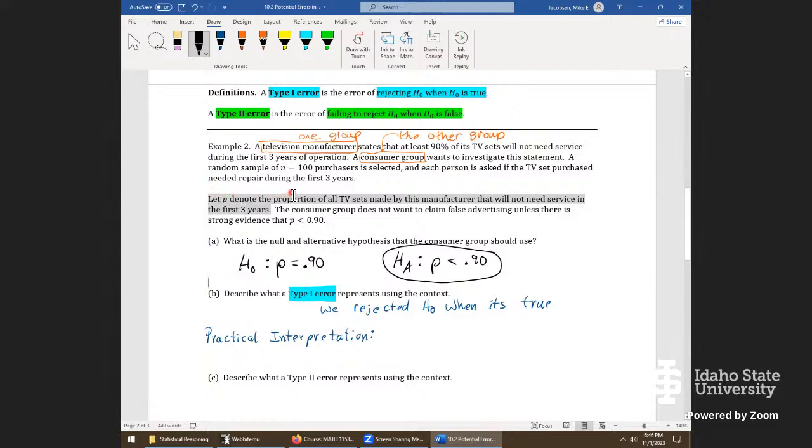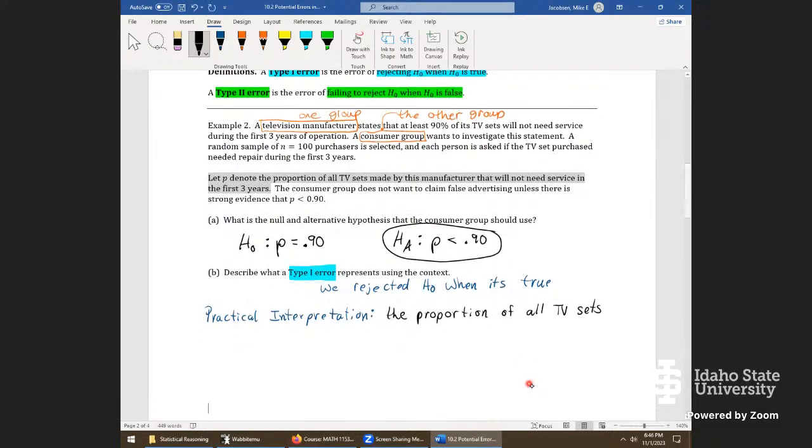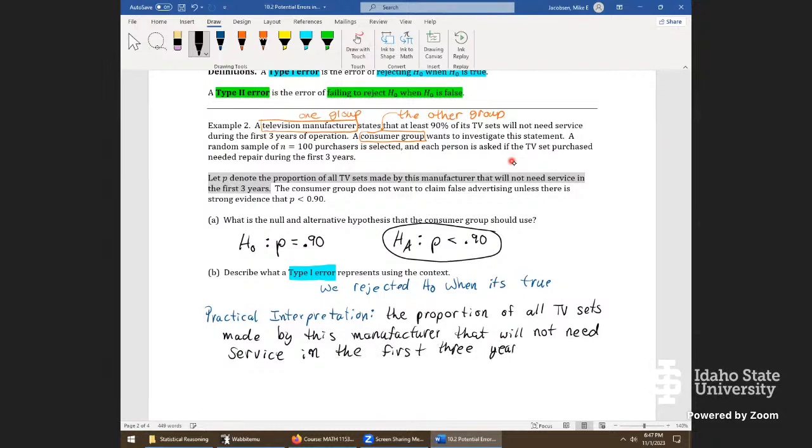So the practical interpretation would go, the proportion of all TV sets made by this manufacturer that will not need service in the first 3 years, then we could say is concluded to be less than 90%.